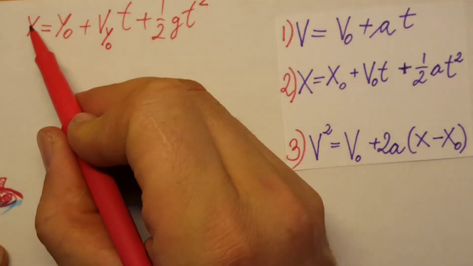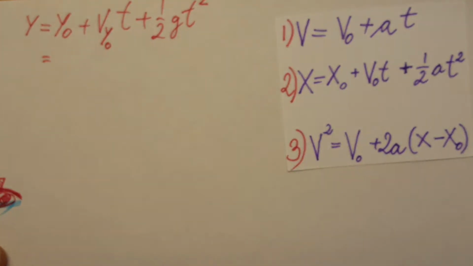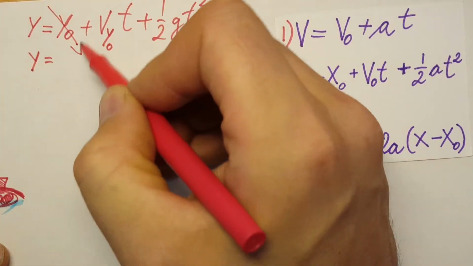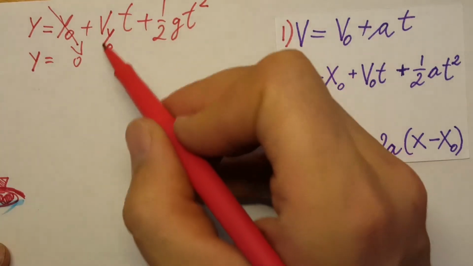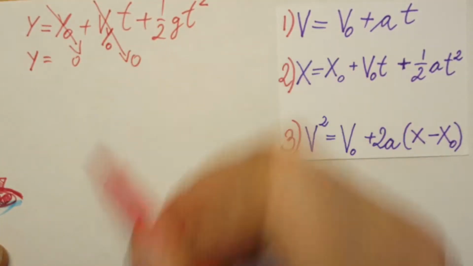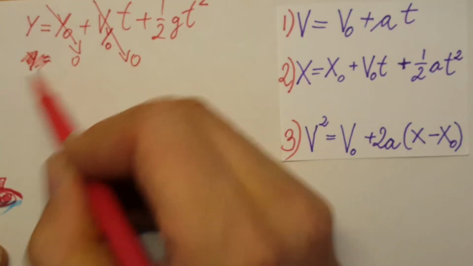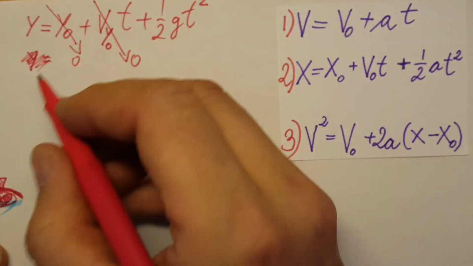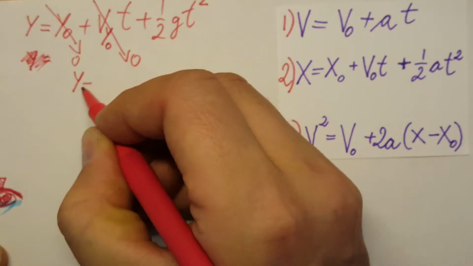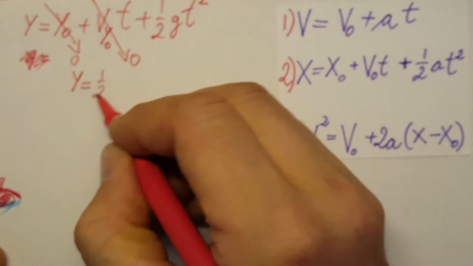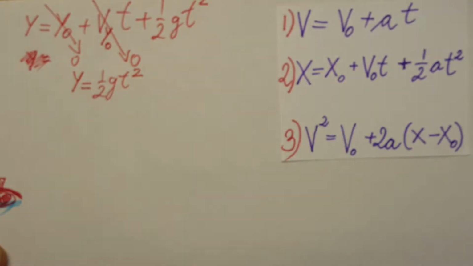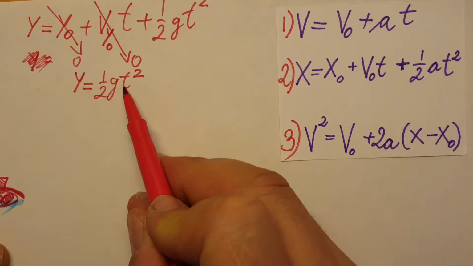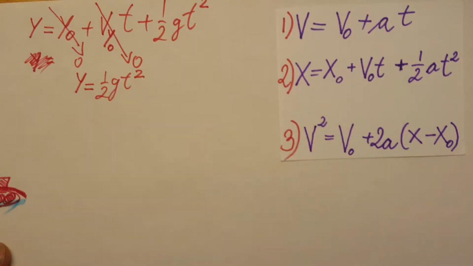Now let's take a look at what we have here. We have y0 will be 0. Over here we're gonna have a 0, and this is the only term left. So this is what we're gonna be working with: y equals 1/2 g t squared. Okay, we can go ahead, solve for our t, and plug in.